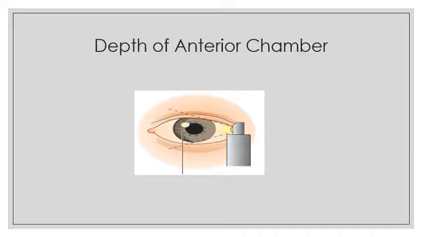Look for the distance between the cornea and the iris. This allows for rough estimation for the depth of the anterior chamber. If the anterior chamber is deep, the iris will be fully illuminated.